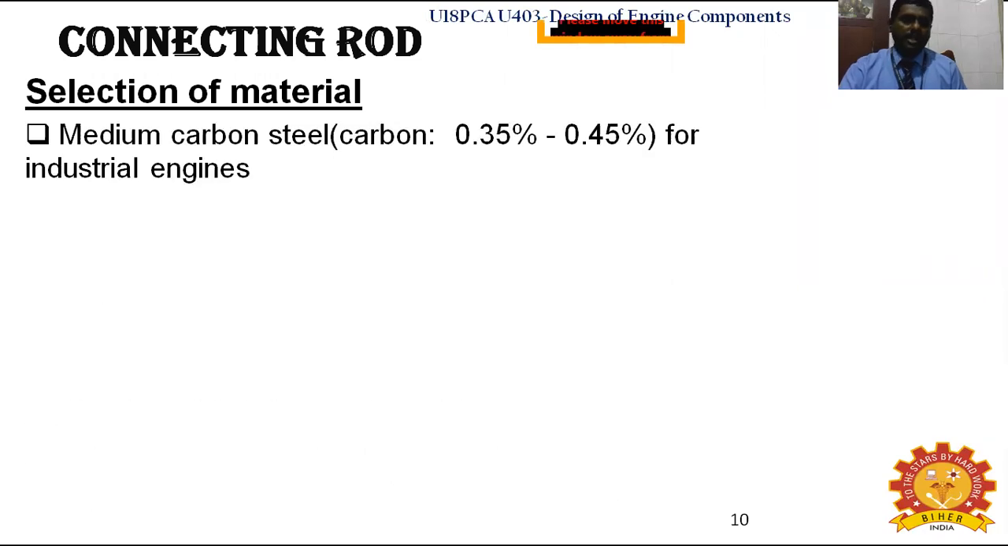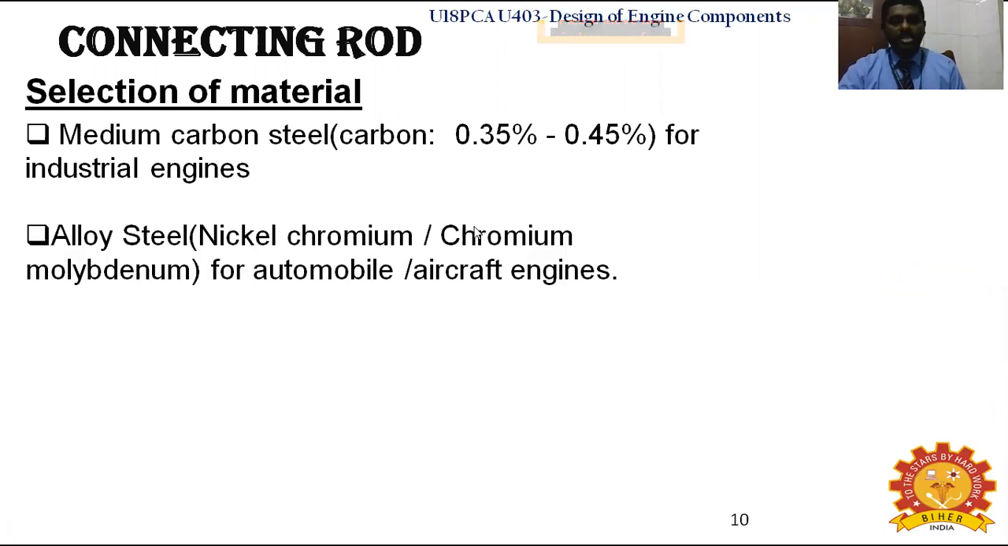For the selection of material for a connecting rod, medium carbon steel is used, with a carbon percentage of 0.35% to 0.45% for industrial engines, and alloy steel is used for automobile or aircraft engines. That is, you will be having nickel chromium or chromium molybdenum.